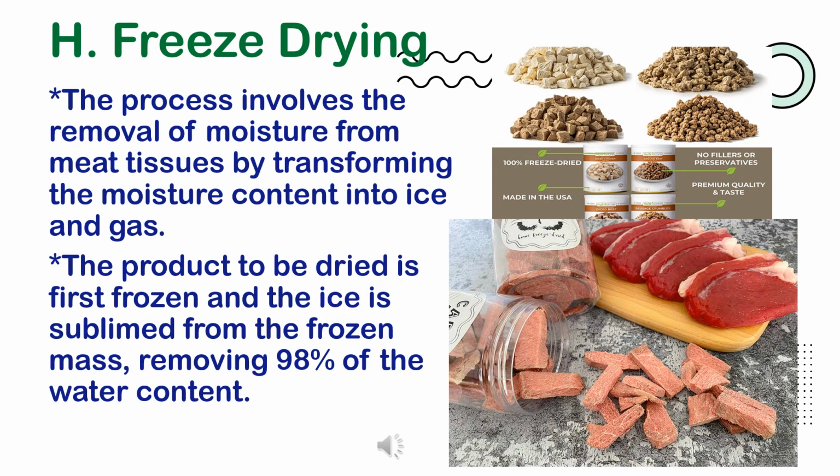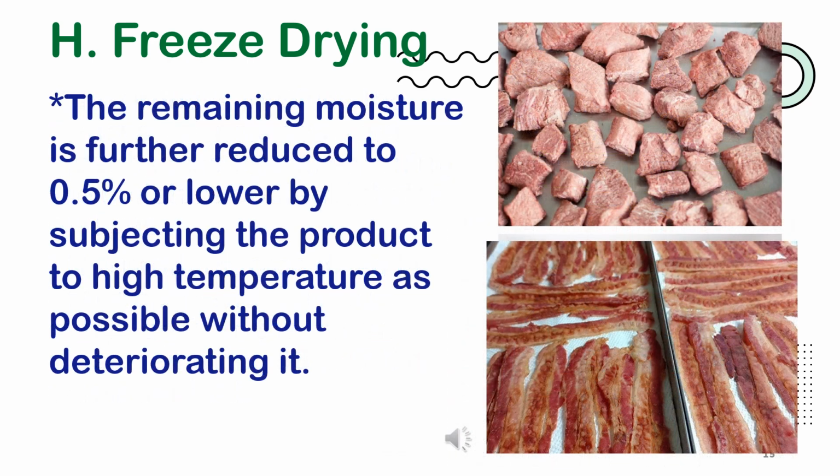H. Freeze drying. The process involves the removal of moisture from meat tissues by transforming the moisture content into ice and gas. The product to be dried is first frozen and the ice is sublimed from the frozen mass, removing 98% of the water content. The remaining moisture is further reduced to 0.5% or lower by subjecting the product to as high a temperature as possible without deteriorating it.